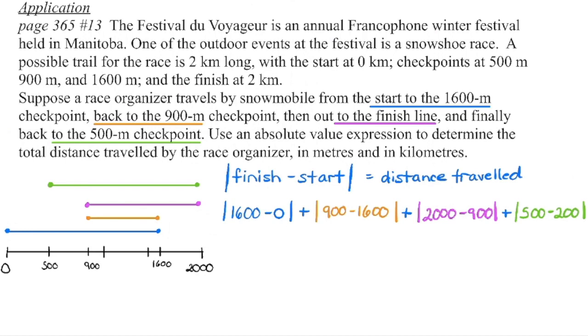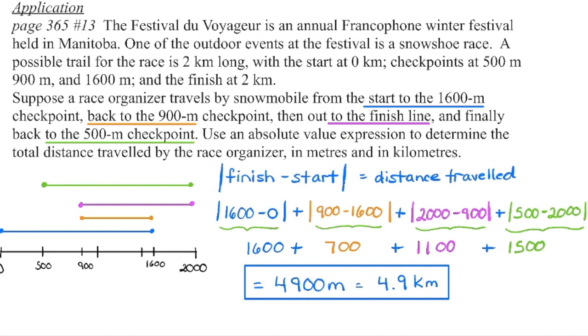We then finished at 900 meters. We began where we left off, which was that 1600 meter point there. We then finish at the finish line, 2000 meters. We started that interval at the 900 meters where we previously left off. And then we end up at the 500 meter checkpoint, and we began at that 2000 meter finish line.